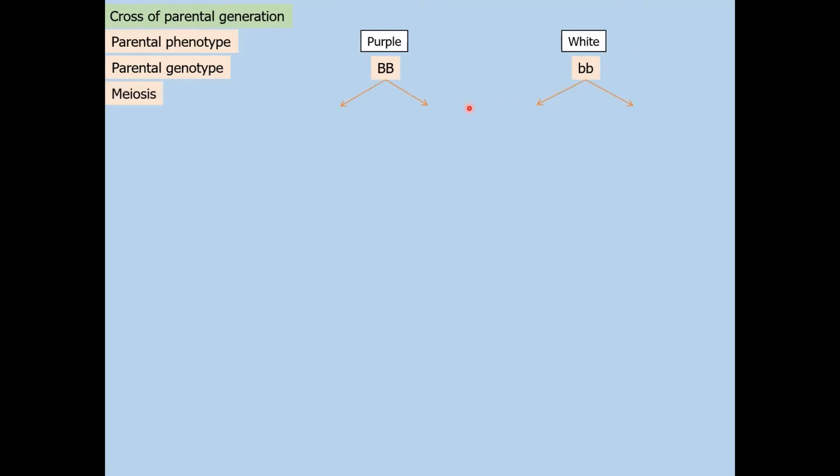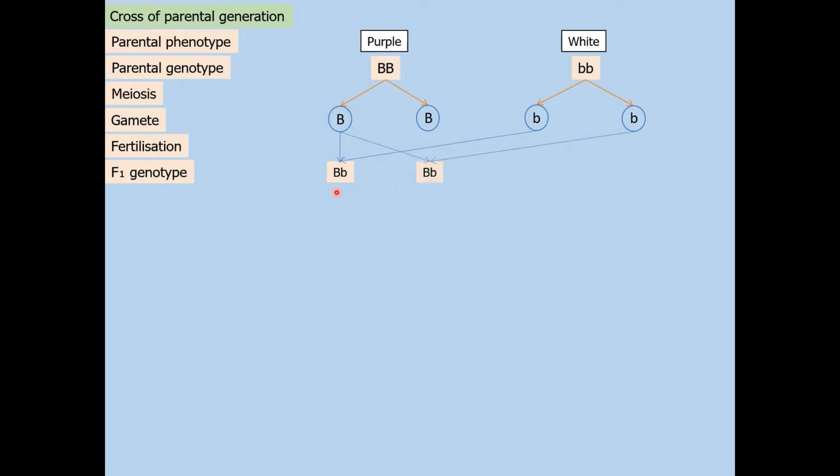And this is the meiosis process. This is the gamete, big B, and this one is small b and small b. Fertilization process: this gamete fertilizes with this gamete, dominant allele with recessive allele. So the product is heterozygous dominant, and this one is also heterozygous dominant. Okay, we settle this one first, and then we go to this gamete. This one crosses with this gamete. So this is the product, and then this one crosses with this one.